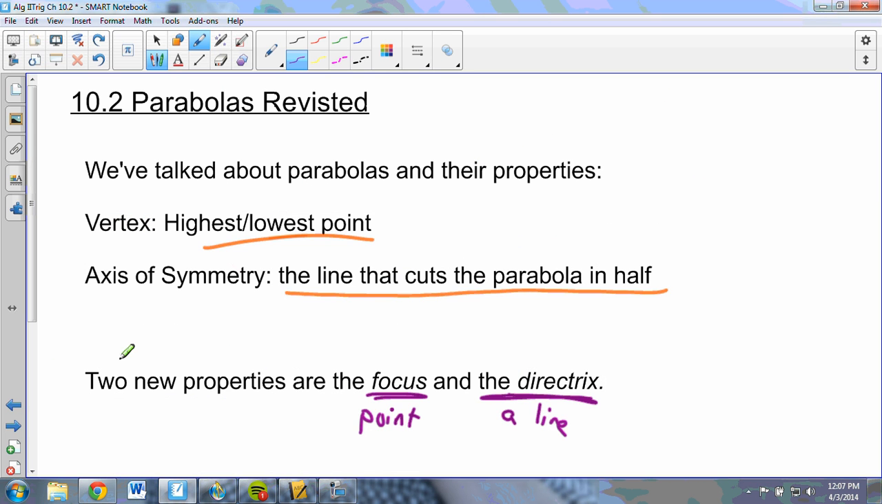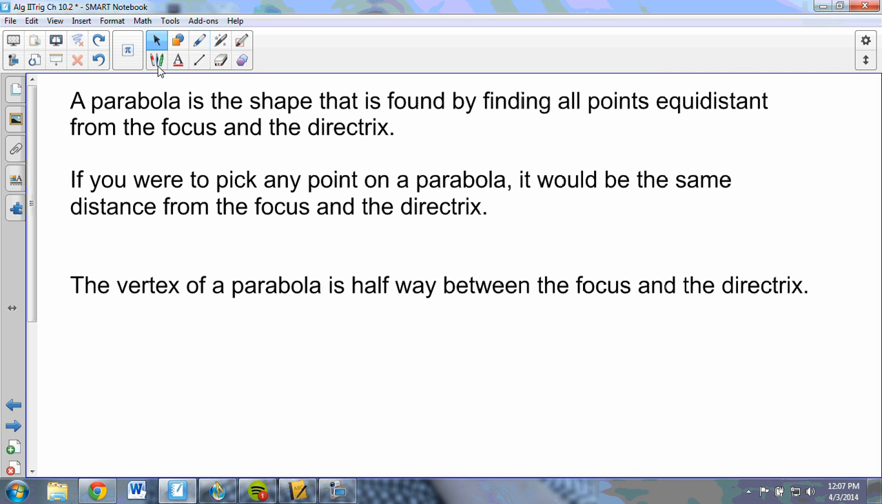So let's go back to our smartboard. To recap what we just talked about, a parabola is the shape that is found by finding all the points equidistant from the focus and the directrix. The directrix is just a line, and the focus is a point. If you were to pick any point on a parabola, it would be the same distance from the focus and the directrix. That's a restatement of the first line.